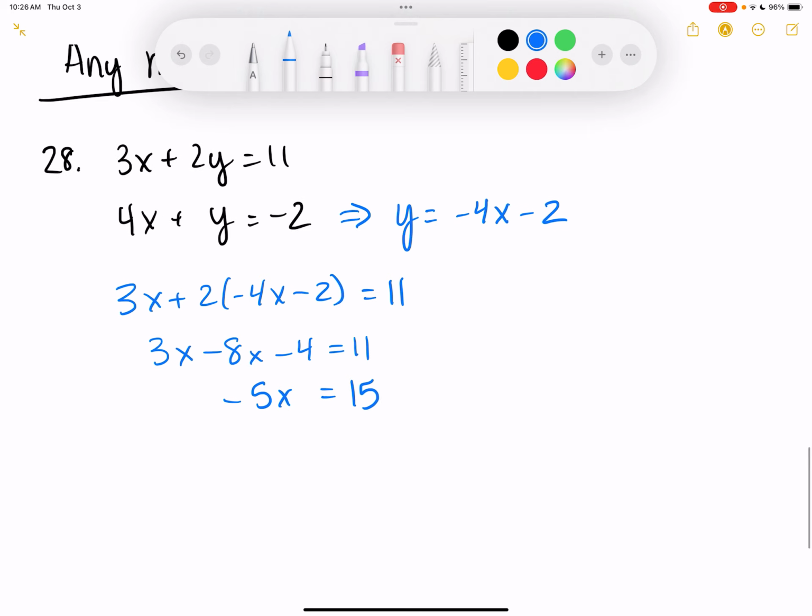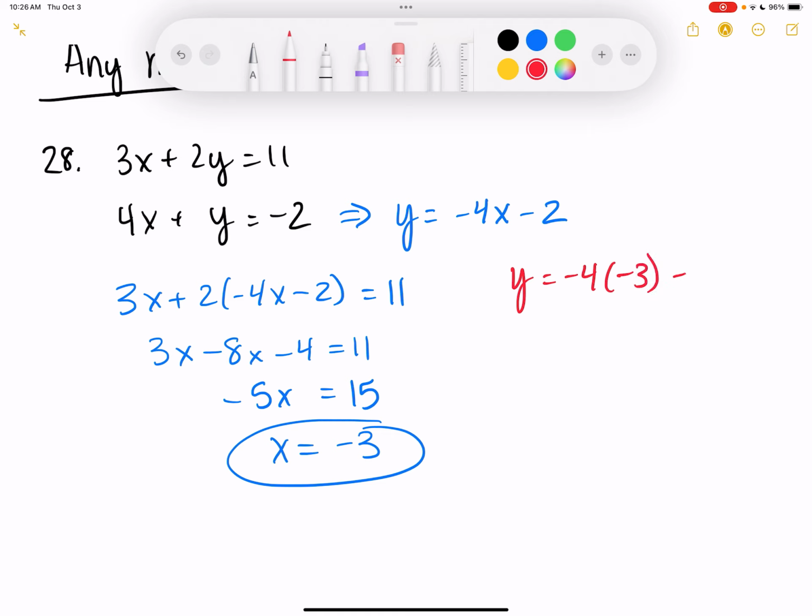So x is negative 3. Plug it in. Y equals negative 4 times negative 3 minus 2. 10. Oh, yeah, that's what I got. So the ordered pair is negative 3, 10. Okay.